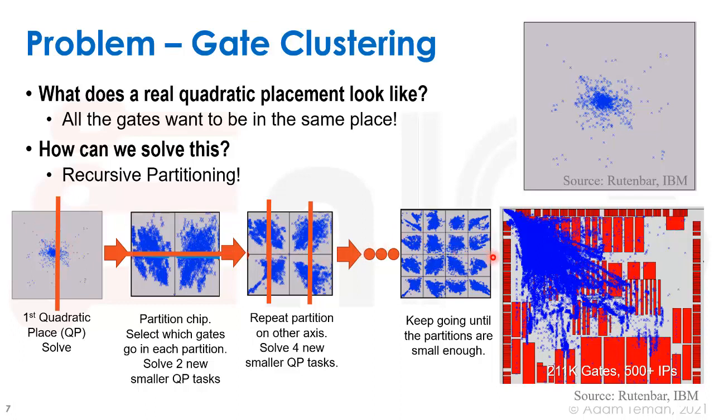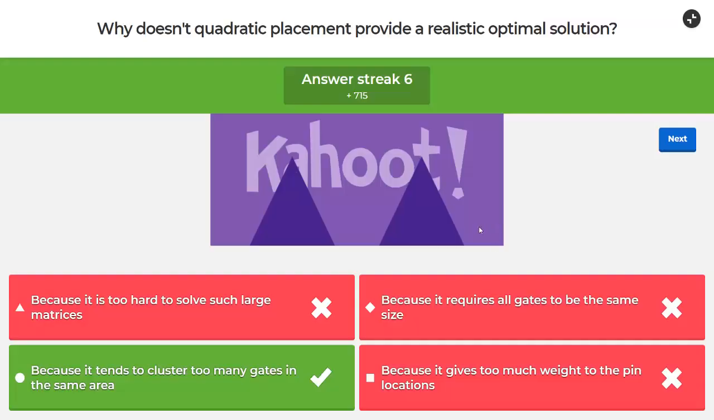So the problem really with the quadratic wire length is that it clusters. Okay, so it's not hard to solve such large matrices.